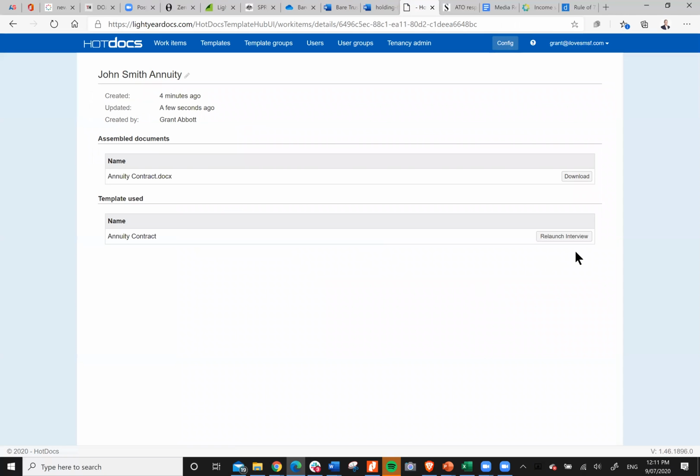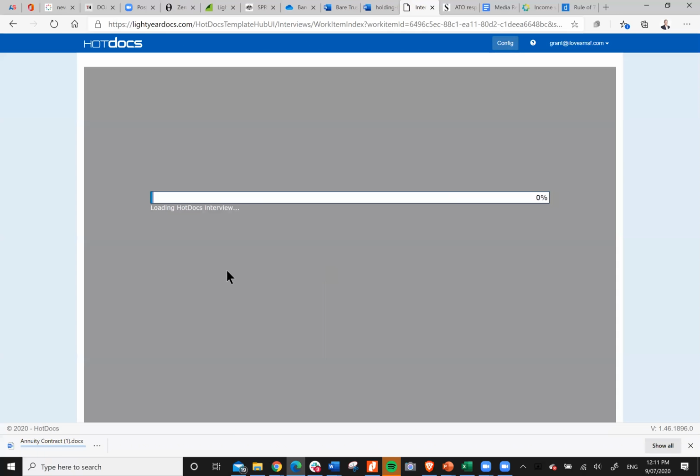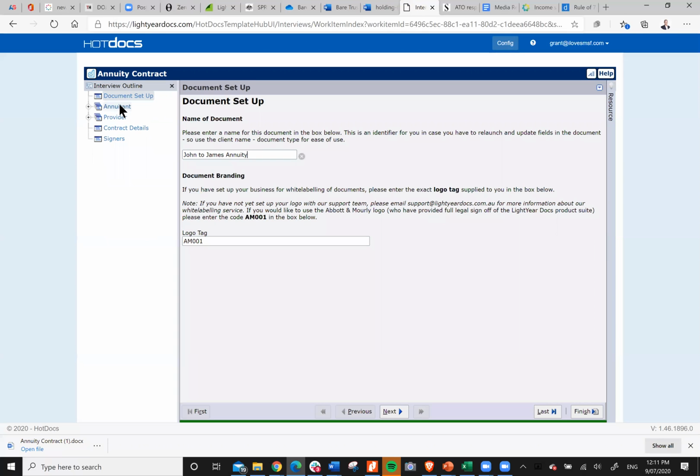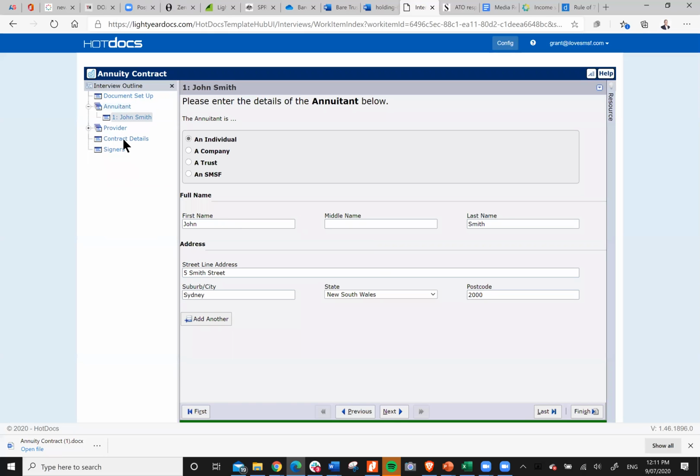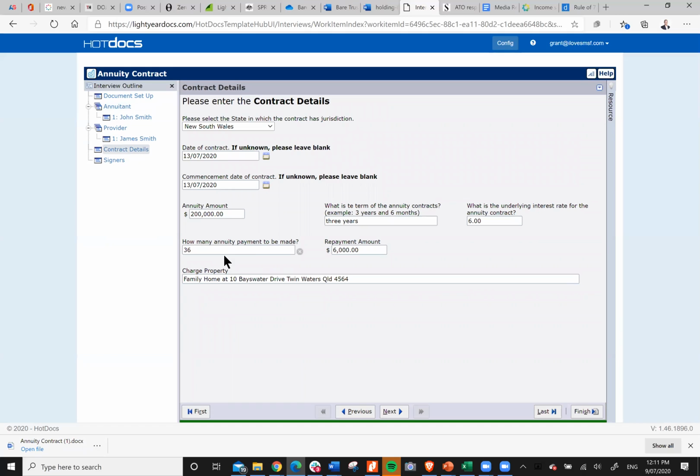So what's happened there is, if we go back, I'll download this, but then I'll go back to relaunching the interview. Effectively, what we've got is the annuitant, being John Smith, has paid James Smith the sum of $200,000, and effectively for that, he will receive 36 payments of $6,000 with an inherent interest rate of 6%. But again, John Smith doesn't have that capital anymore. That capital is gone.